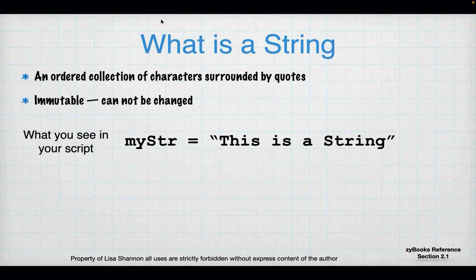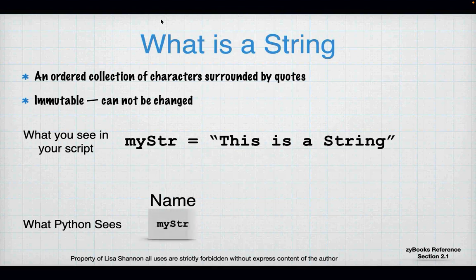Now, we'll go back a little bit from last week. What you're seeing here in this line is I have a variable called meister. I know meister is a variable because it is on the left-hand side of a single equal sign. On the right-hand side of a single equal sign is the value I am assigning to meister. And in this case, it's a string, "this is a string." So that's what a string is.